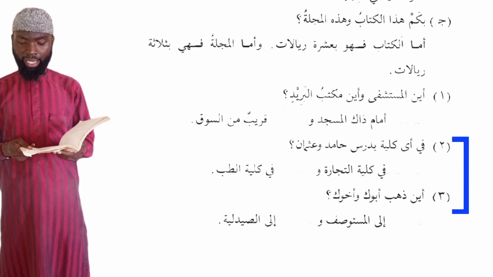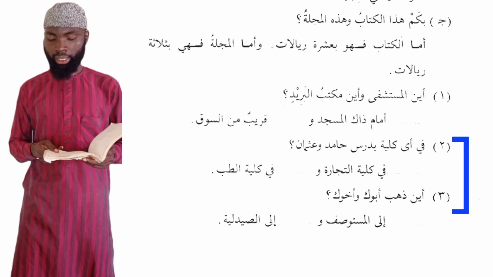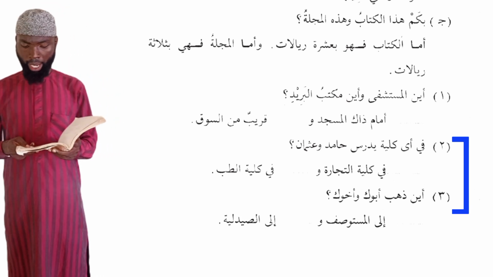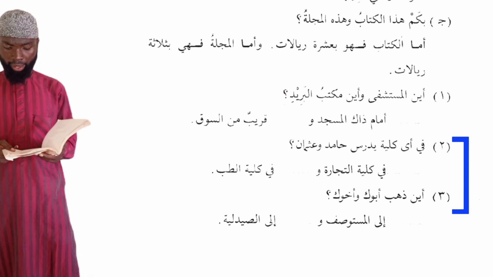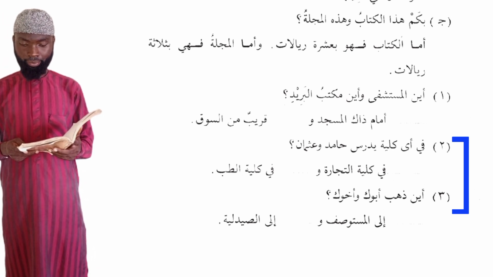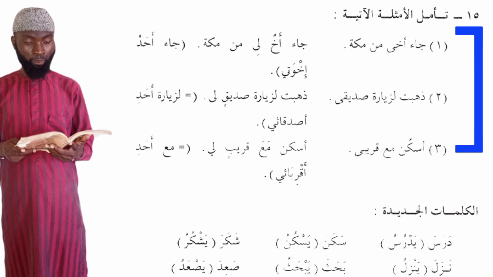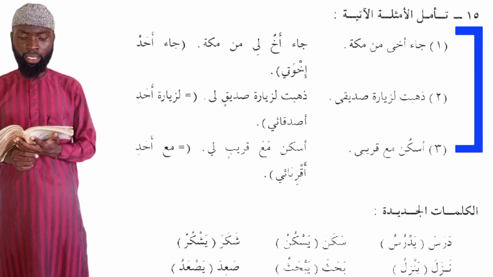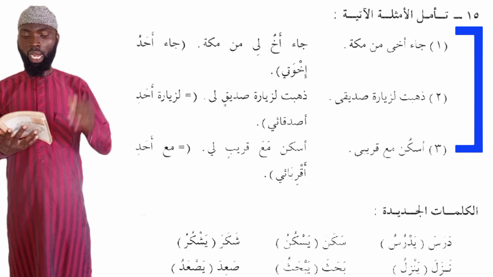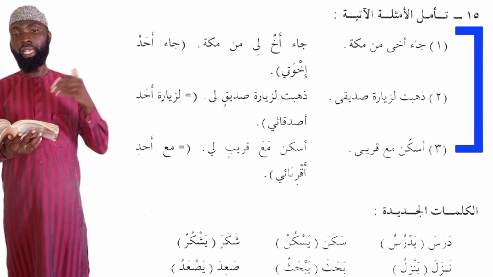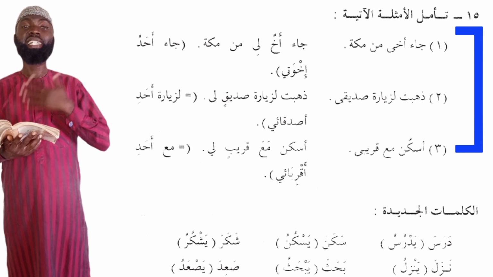Number 3 we have أين ذهب أبوك وأخوك? We say أما أبي فذهب إلى المستوصف وأما أخي فهو يذهب إلى الصيدلية. Now, exercise number 15. تأمل الأمثلة الآتية. Study the following examples. جاء أخي من مكة. جاء أخ لي من مكة. جاء أحد إخوتي. When you say أخي, it means my brother. أخ لي, it is indefinite.